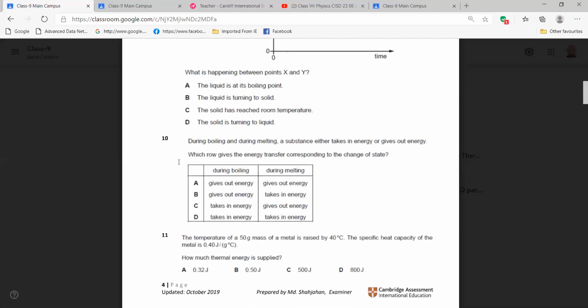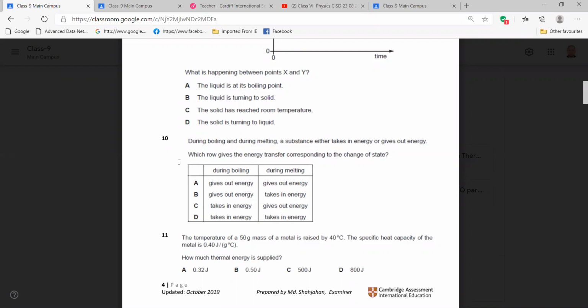Is it clear? Yes, sir. This is a bit confusing, but you have to be very clear. If you think with a silent mind, cool brain, then you can understand it. Otherwise, you'll be confused. Adnan and Faiza, you understood it? Yes, sir. Okay, so the answer is D. Question number 10, the answer is D.